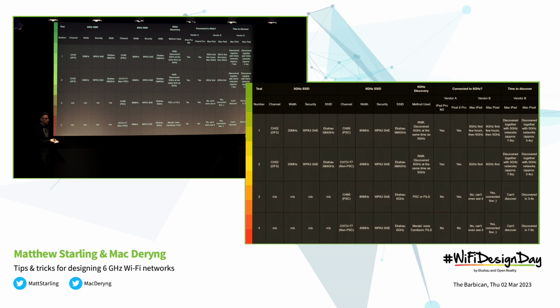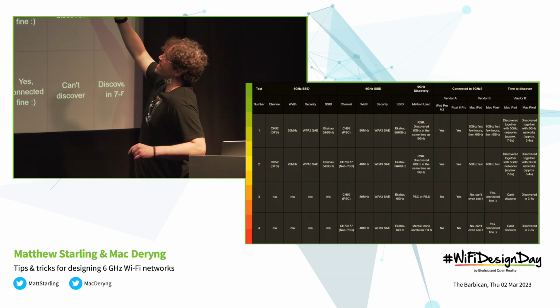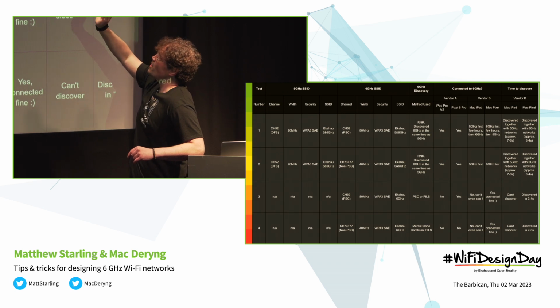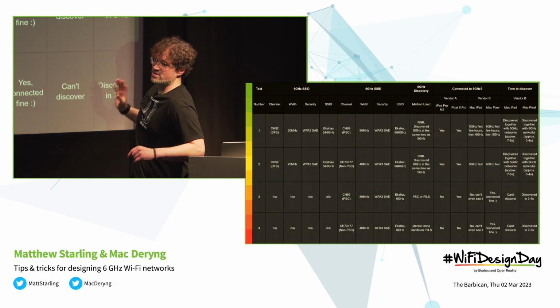Yeah, but this is quite fascinating, because that's number one, first row, when we are using 80 megahertz PSC channels, and we have co-located 5 gigahertz radios, vendor A and vendor B, we have 2 different vendors, both iPad and Pixel can connect, no problem, okay? They discover 6 gigahertz, the life is good.